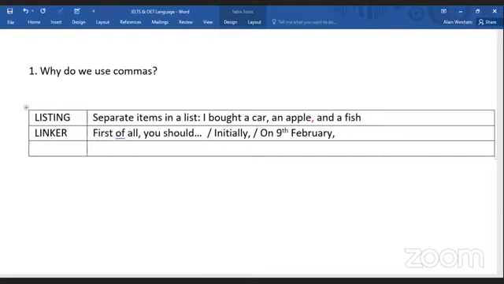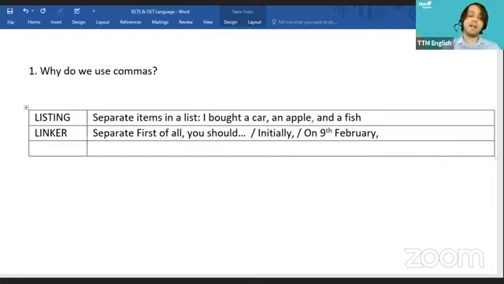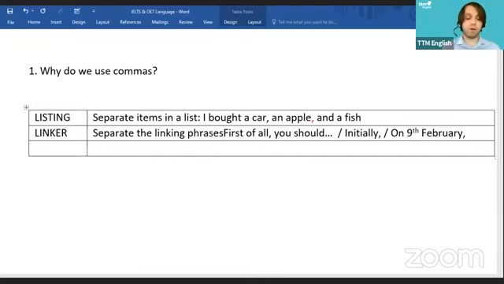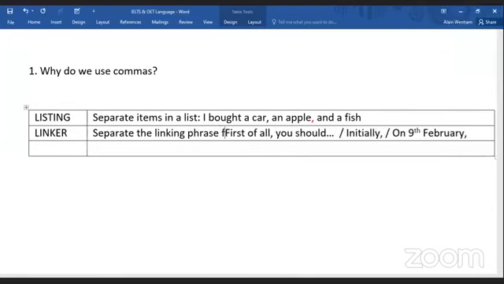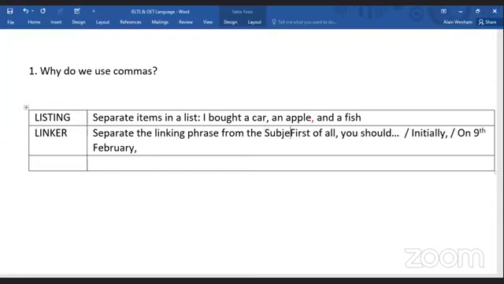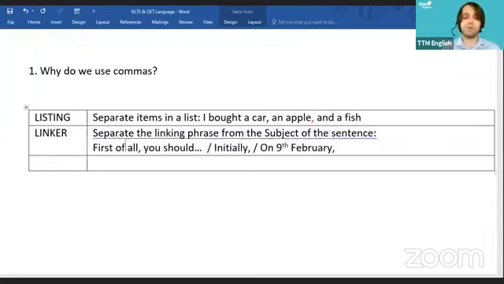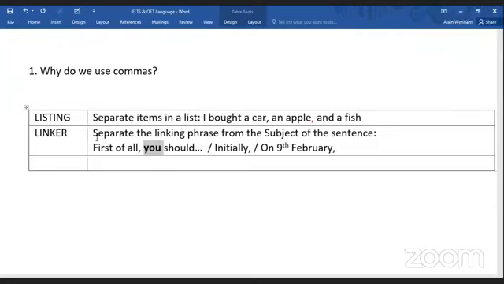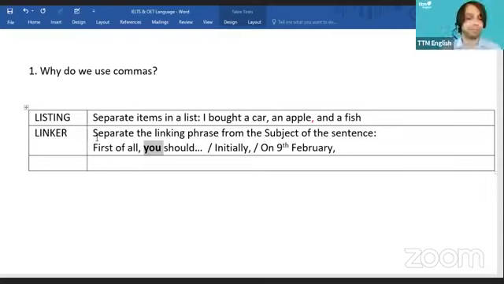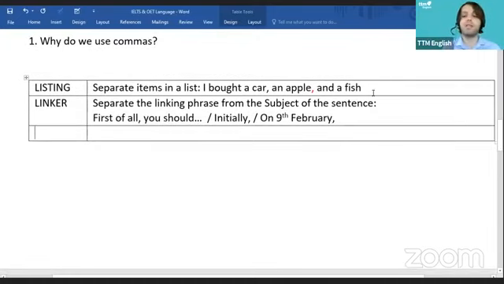Good. So what we use the comma for here, guys, is we separate the linking phrase or word from the rest of the sentence. From the subject of the sentence. I was talking to you, George, about this in IELTS, remember? So here's the subject of the sentence, George, right? Yesterday. Yeah, we separate out the linking phrase. We use a comma to do that. There's more than one reason to use a comma. These ones are the easy ones.